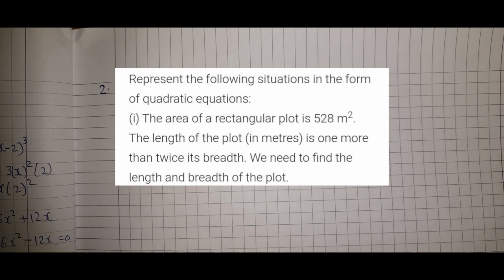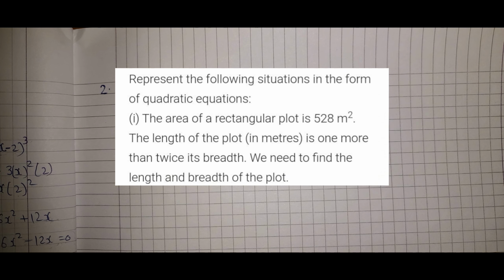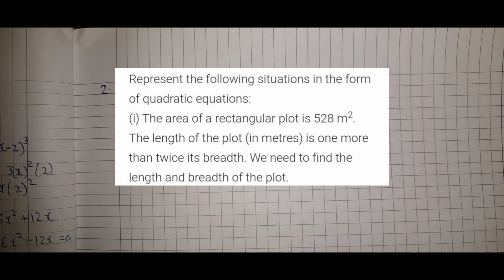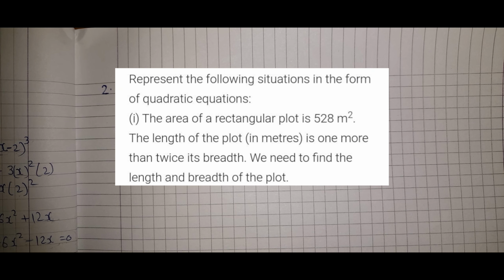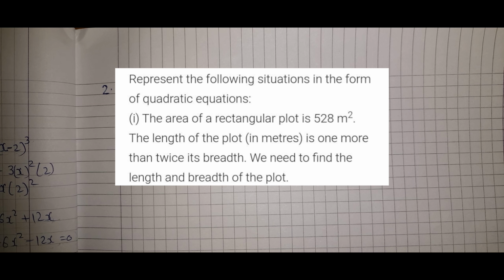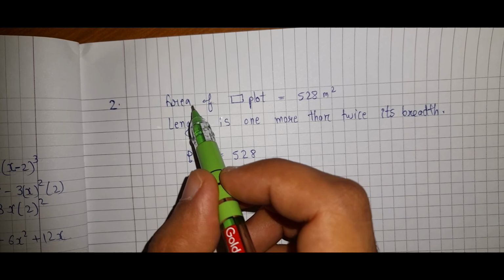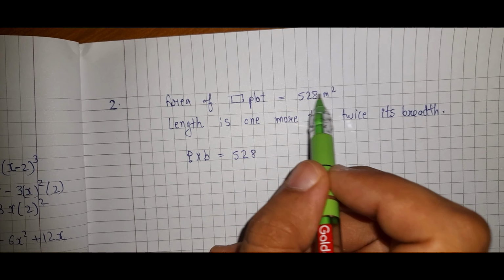Second question, represent the following situations in the form of quadratic equations. First part: the area of a rectangular plot is 528 meters square. The length of the plot is one more than twice its breadth. We need to find the length and the breadth of the plot. It's given that the area of the rectangular plot is 528.